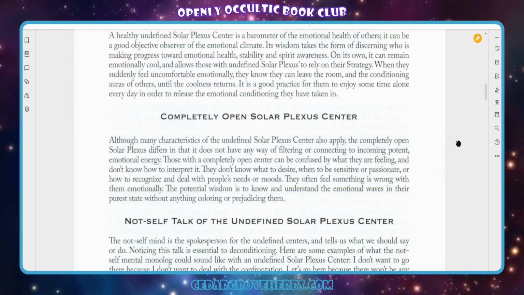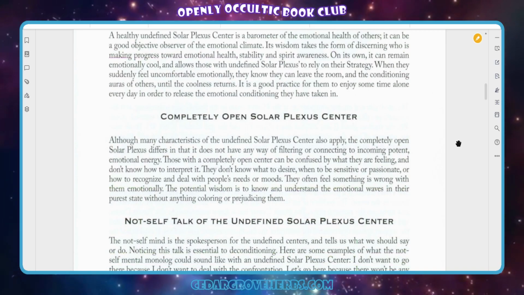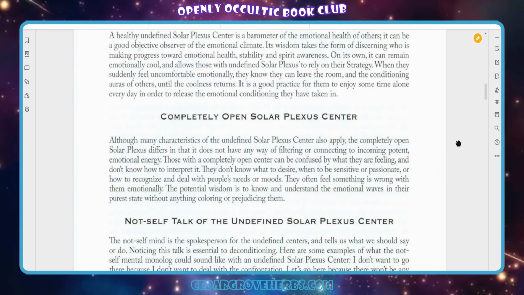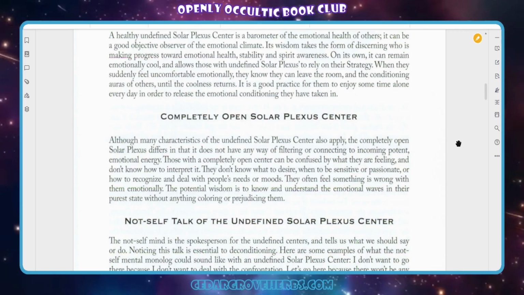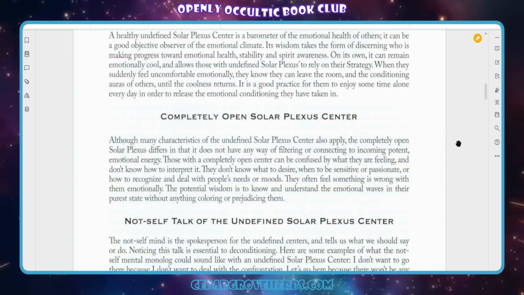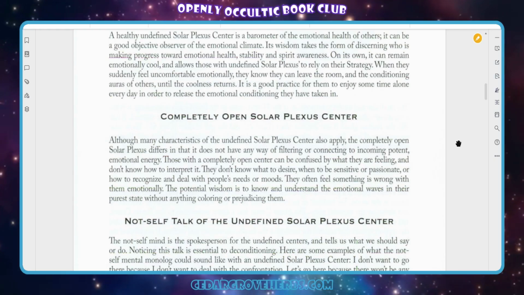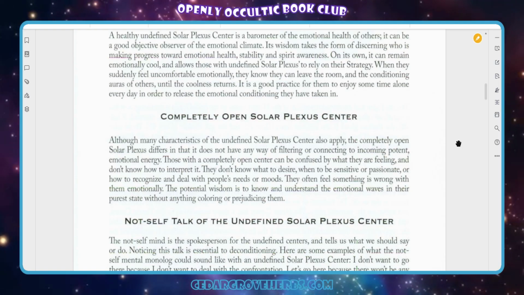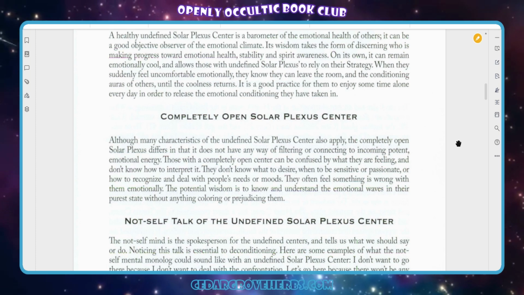Completely open solar plexus center. Although many characteristics of the undefined solar plexus center also apply, the completely open solar plexus differs in that it does not have any way of filtering or connecting to incoming potent emotional energy. These are the open solar plexus that don't have any defined gates either. None of the numbers are colored in.